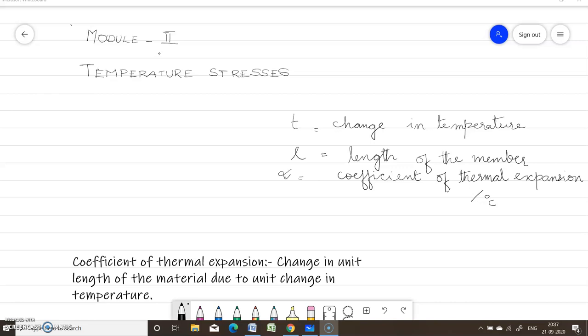Good morning. Today we'll study about temperature stresses. So far we have studied about normal stresses, tensile stresses, compressive stresses, etc. Now we will deal with temperature stresses. This is the beginning of module 2. Now what is the importance of studying this temperature stresses?